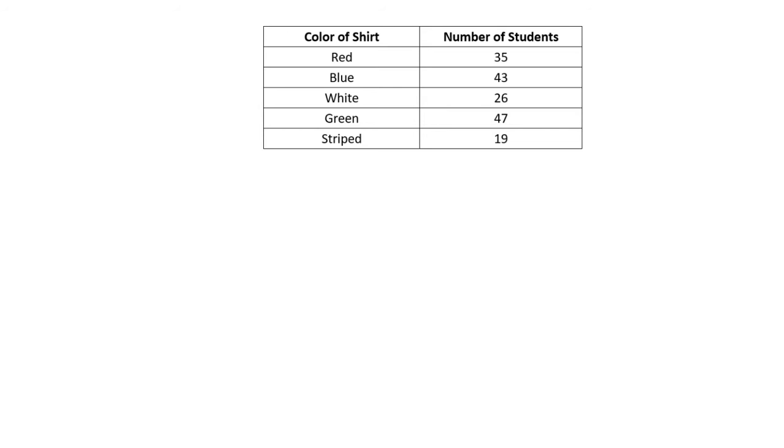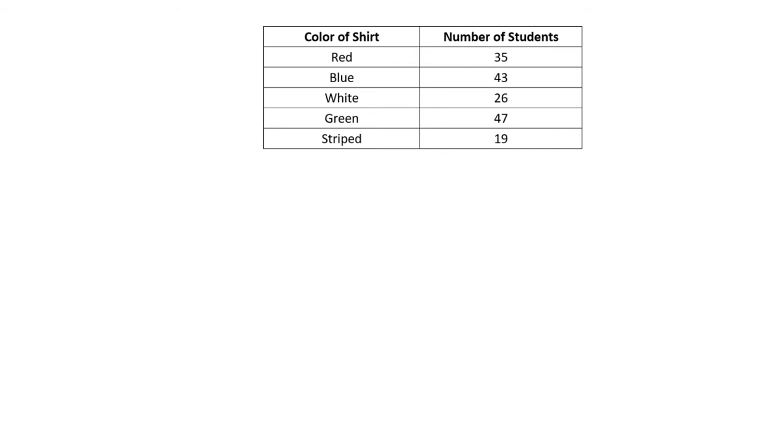a column graph. Before we can make a plot, we need to have data. So you can see my data table up here. I have recorded the color of shirt worn by a number of students. I have two variables. I have the color of the shirt and the number of students.